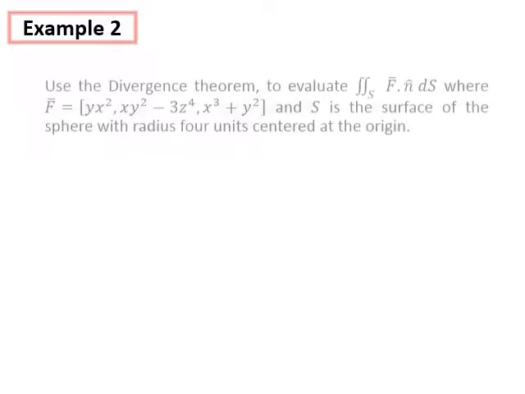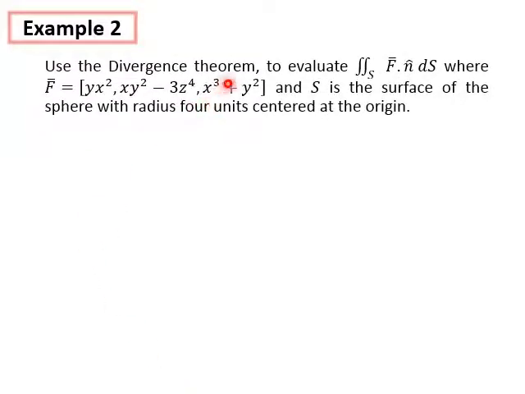Example 2. Use divergence theorem to evaluate double integral over S f bar dot n cap ds, where f bar is given here. S is the surface of the sphere with radius 4 units centered at the origin. Here the surface is a sphere. It is a smooth surface.